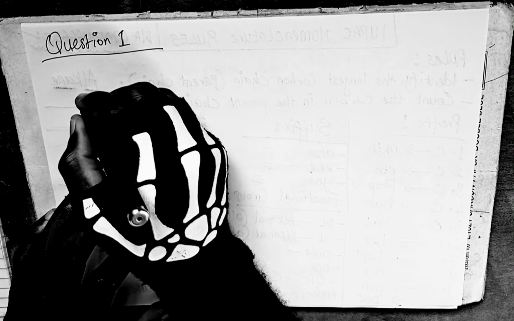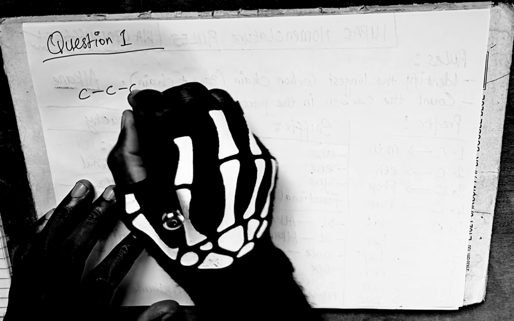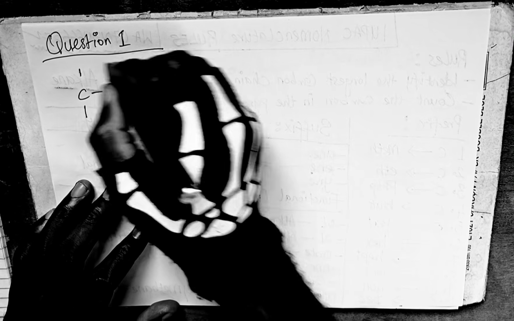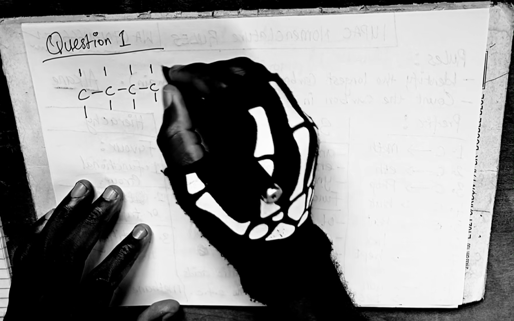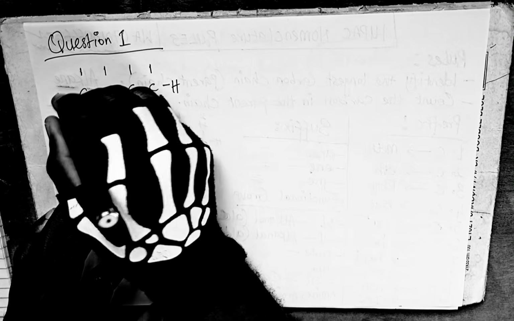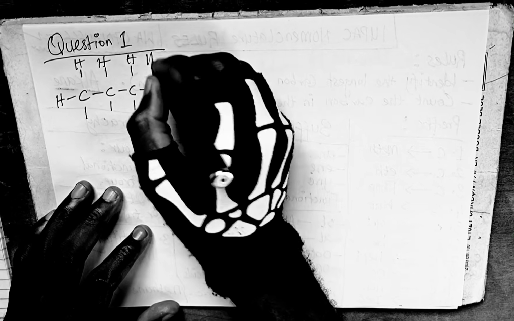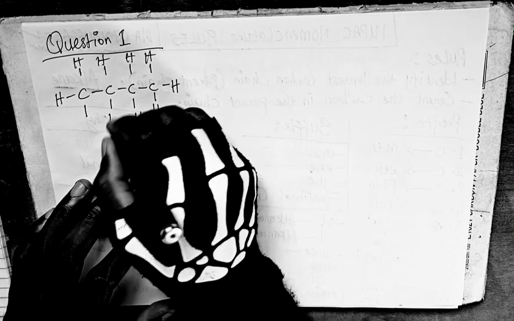We have C, C, C, C, okay? This one will put H for here. Here I will give space for the counting, okay? Then here we have H, here we have H, and here we have H, H, H, H, H, H, H, H.